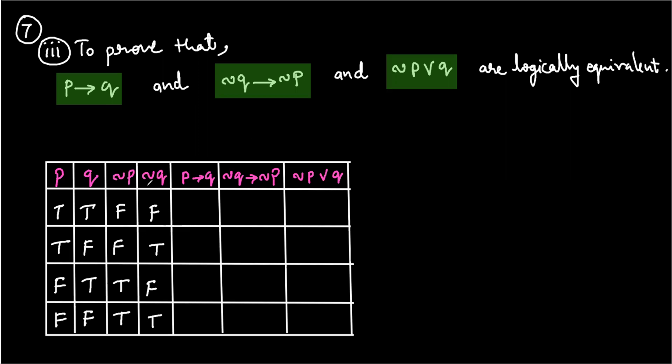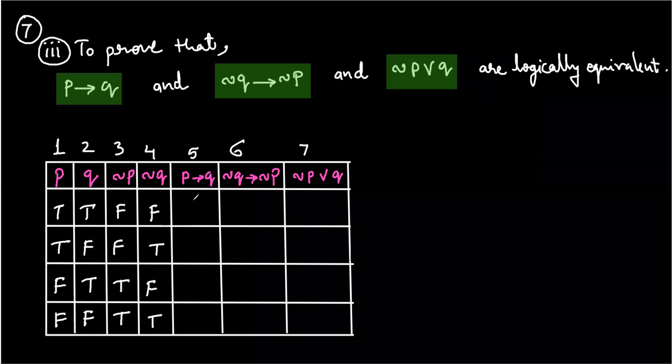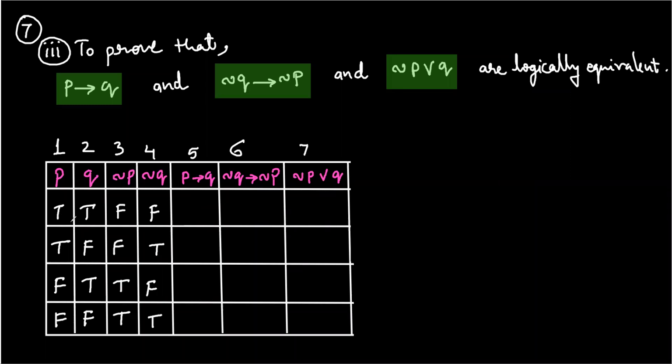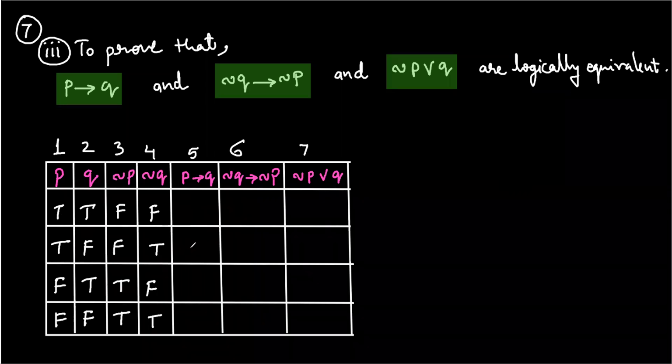So here we have made the entries for the 4 columns. Let me write the column numbers 1, 2, 3, 4, 5, 6, and 7. Now I go for the 5th column, P implies Q. You know the law of implication: if I have true implying false, then false, otherwise true. So here true implying false is this one, so this is false. Rest all are true.